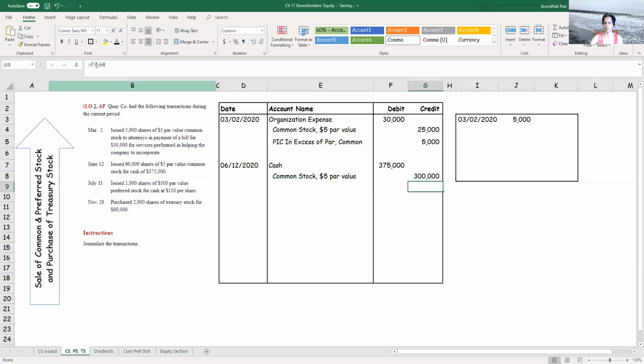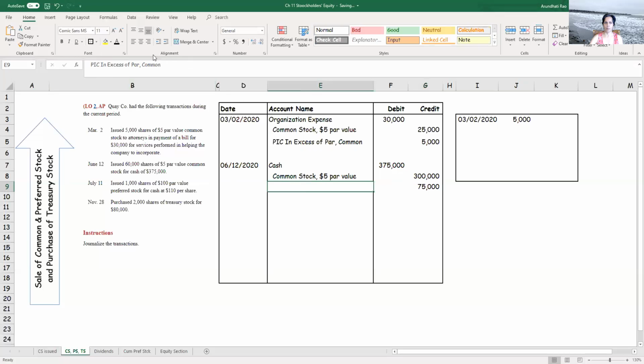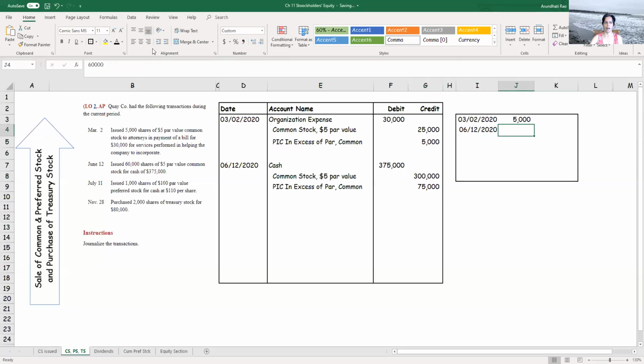So the difference of $75,000, that is paid in capital in excess of par for the common stock. Now you would notice over here, I've written paid in capital in excess of par, comma, common, because if a company has common stock and preferred stock, you have to keep these in separate accounts. Now these two transactions related to common stock. Again, I'm going to write the date over here, and I have 60,000 shares that are issued. Let's continue reading the exercise.